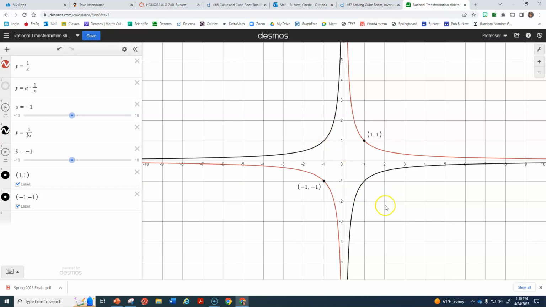So if you're just looking at graphs, you will not be able to tell the difference between a negative A and a negative B. If you're looking at an equation, you should be able to see the difference in the negative A and the negative B and where the negative is going to be. If the negative is out in front, it's an A. If the negative is in the bottom with the X value, then it'll be a negative B. But the final result is the same.